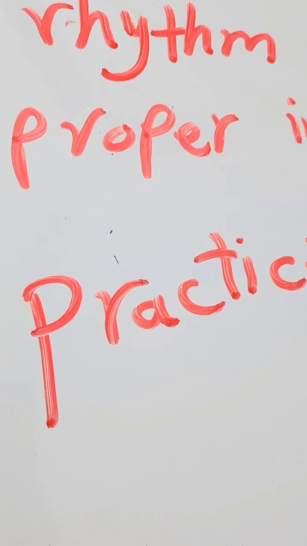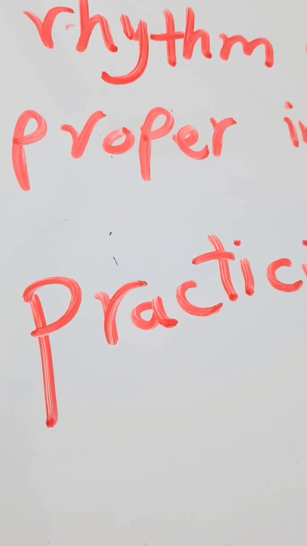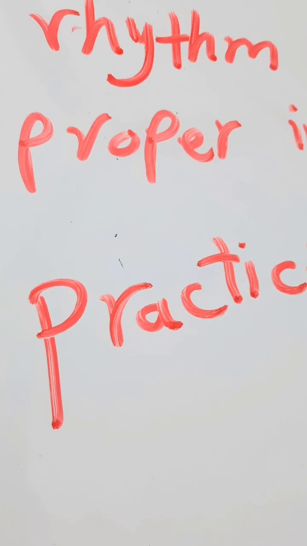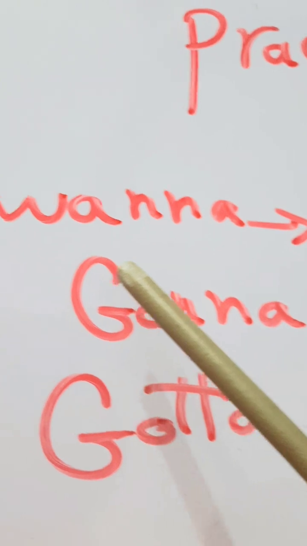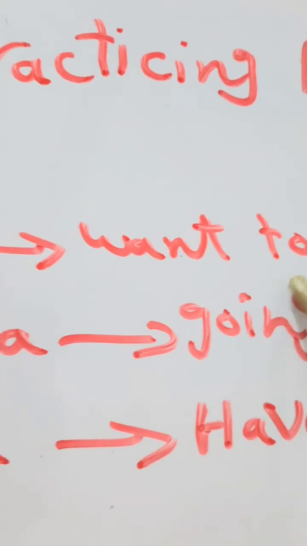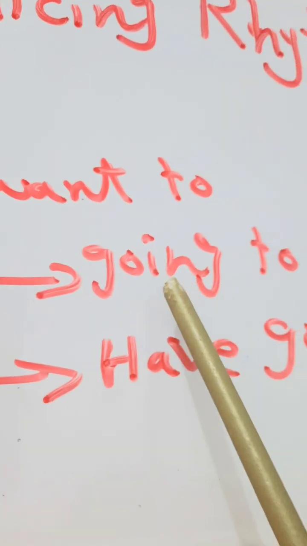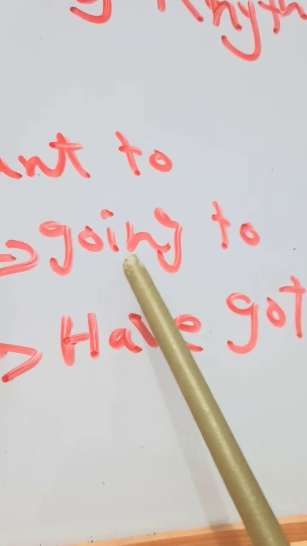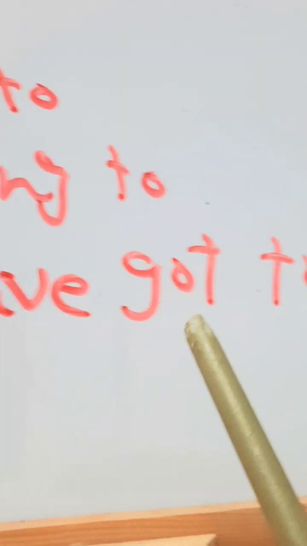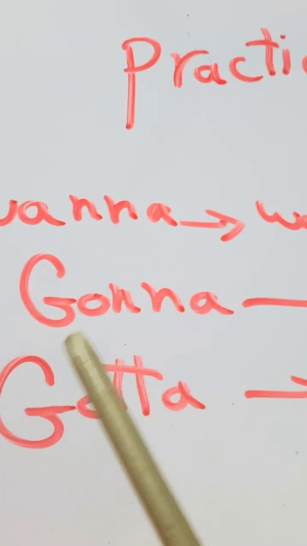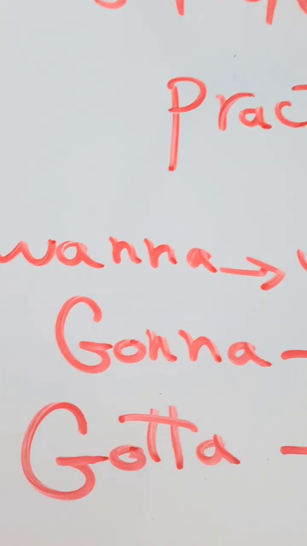And the important point in this, when you teach pronunciation, you should focus on linked and reduced sounds, like wanna, that means want to. Gonna, that means going to. And we don't pronounce the ing at the end of the word. Gotta, that means have got to. And these words are used to reduce the words and the syllables.